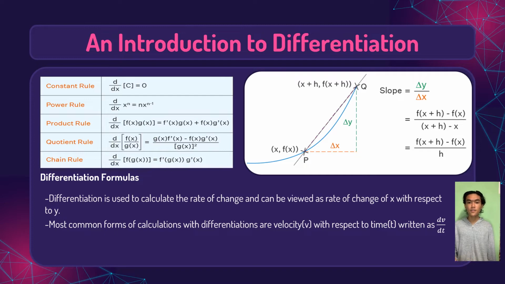And as you can see from the photo, there are 5 different types of rules for differentiation, and it can also be used to calculate the gradient of a slope. A very common calculation using differentiation is velocity with respect to time, written as dv over dt. Now, I let my friend Shazwan show an example of the real-life application of differentiation.